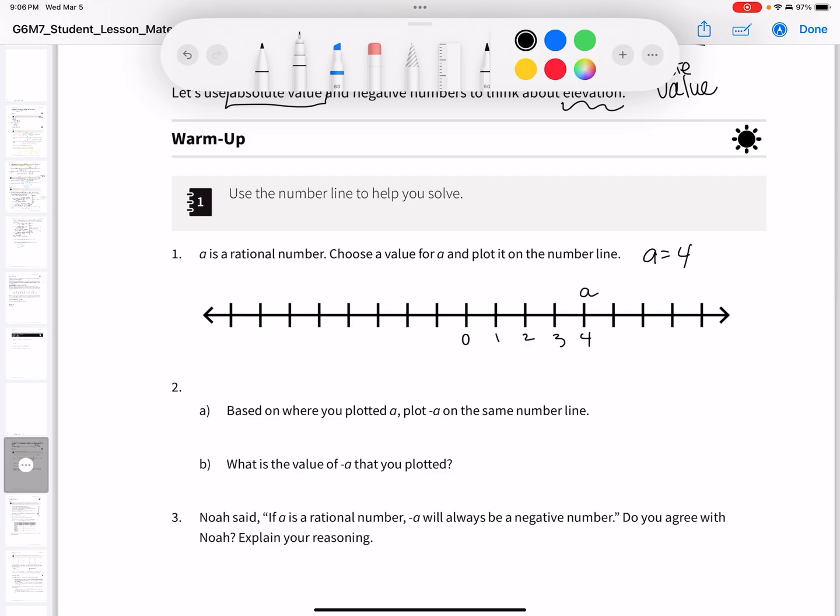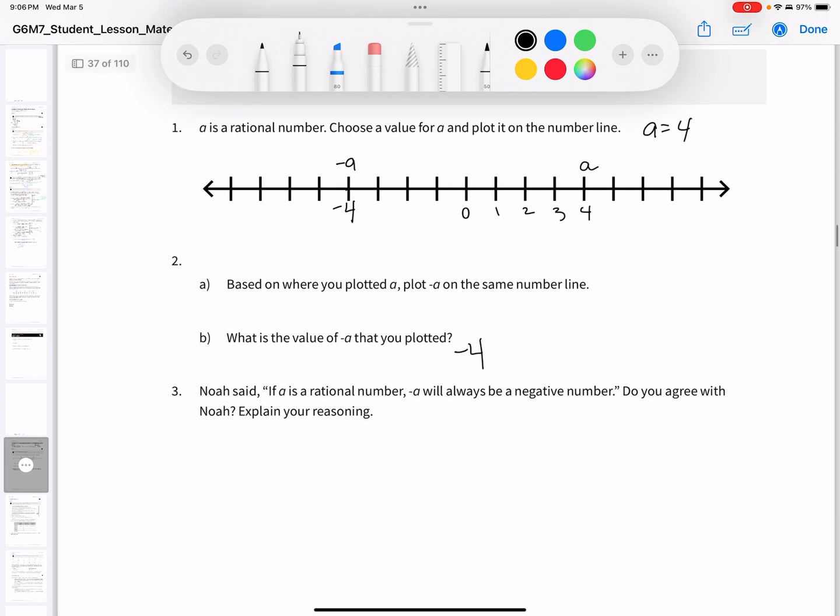Based on where you plotted A, plot negative A on the same number line. Well, we said A is 4, so negative A would be 1, 2, 3, 4 here, which is negative 4. What is the value of negative A that you plotted? It's negative 4. Noah says if A is a rational number, negative A will always be a negative number. Do you agree with Noah?